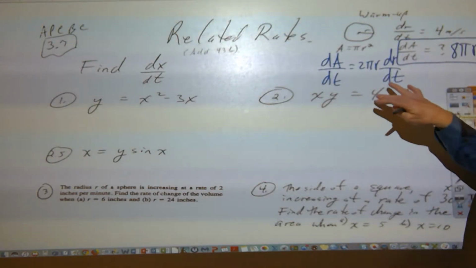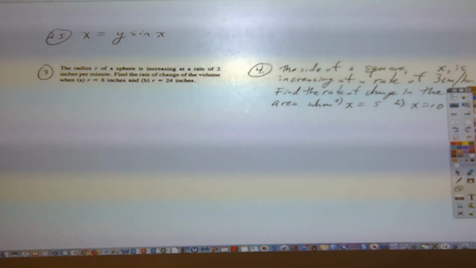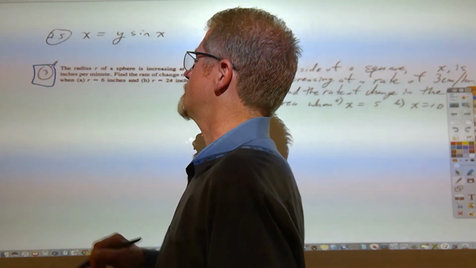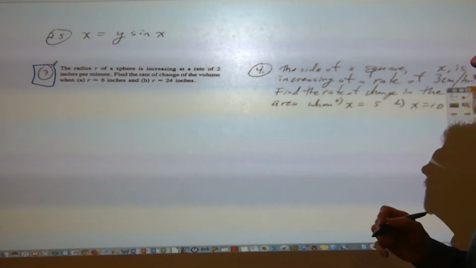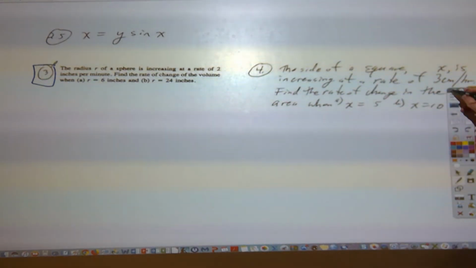Now, these are review problems. Let's get down to our first related rates problem, which is number 3. Very first problem in our last section. The radius of a sphere is increasing at a rate of 2 inches per minute. Find the rate of change of the volume of the sphere when r is 6 and when r is 24.